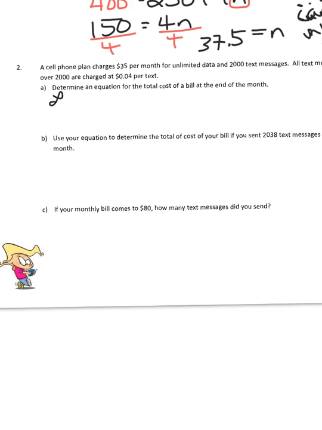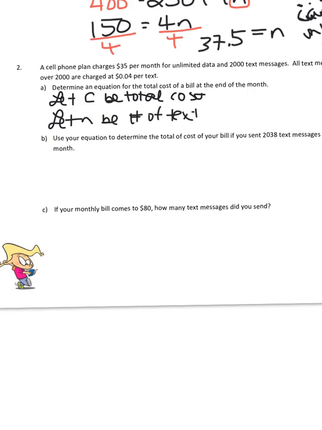We're going to let, we'll say C this time, C be total cost. And we're going to let N be the number of texts over the 2,000 that were included, because we're not going to pay for a text message if we're under 2,000. So we need an equation.